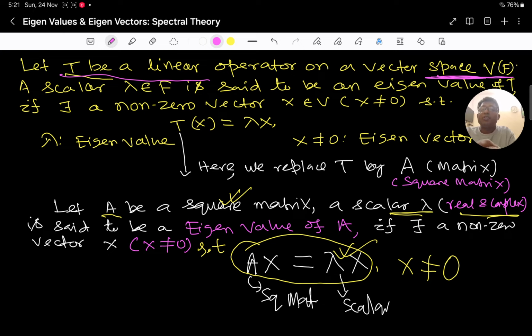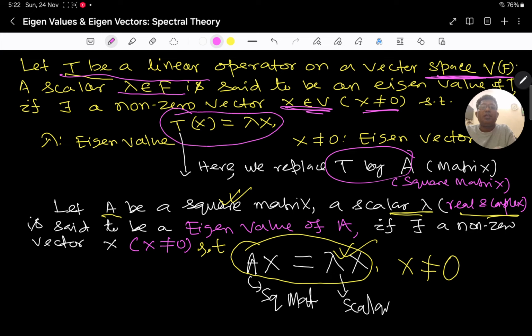Now in place of T we have a matrix A. Here we replace T by A. Let T be a linear operator on a vector space V over F. A scalar lambda is said to be an eigenvalue of the operator T if there exists a non-zero vector x in V, V is the vector space, and x must be not equal to 0, such that T of x is lambda x. Then this lambda is said to be the eigenvalue of the linear operator T.